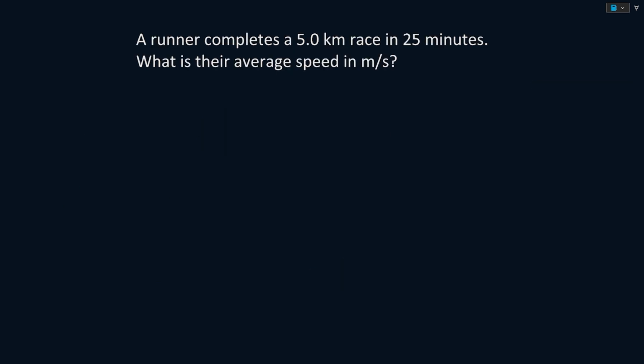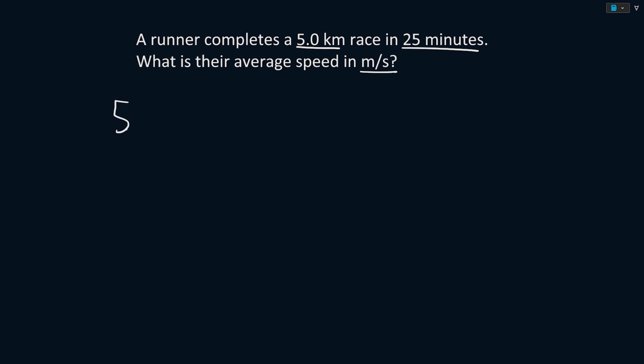A runner completes a 5-kilometer race in 25 minutes. What is their average speed in meters per second? In order to solve this problem, we need to first convert both of our given units to the units that we want. Then divide the units distance divided by time in order to get our speed.